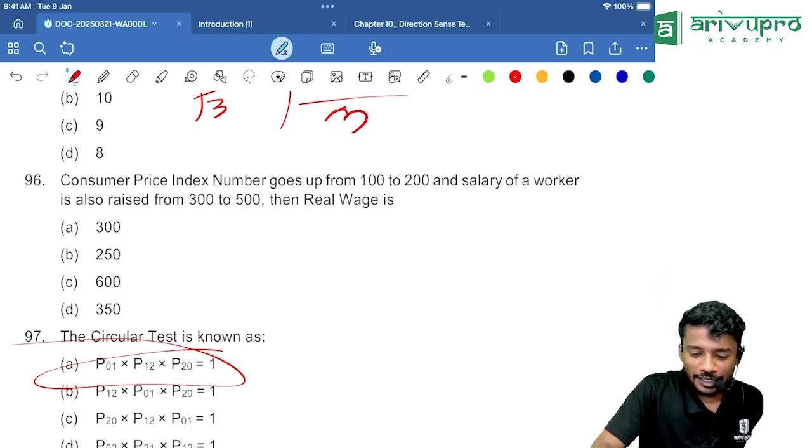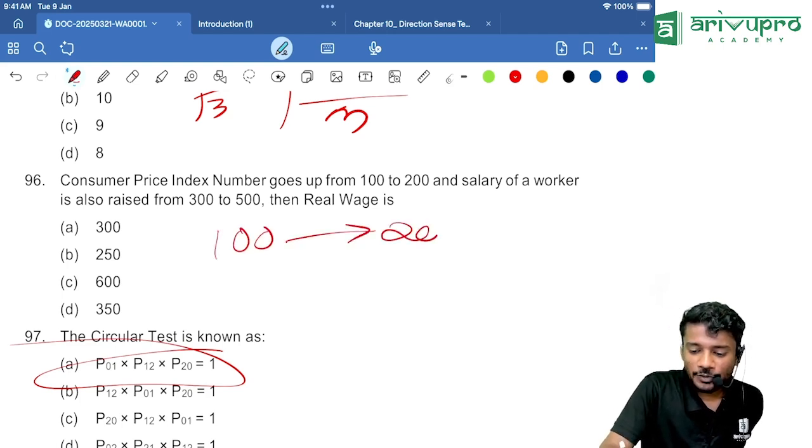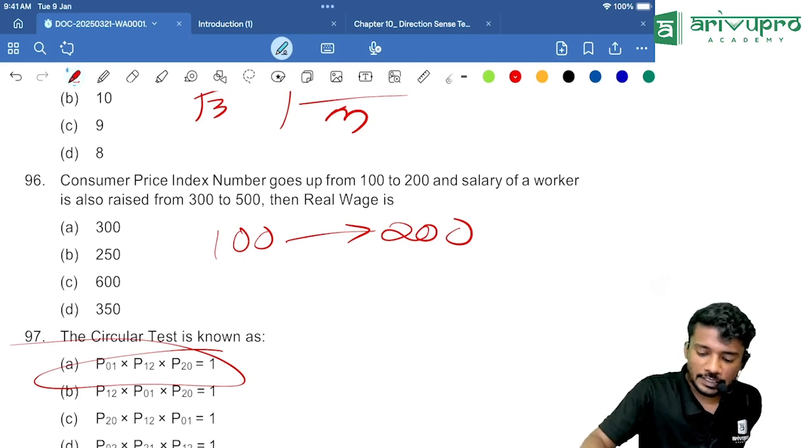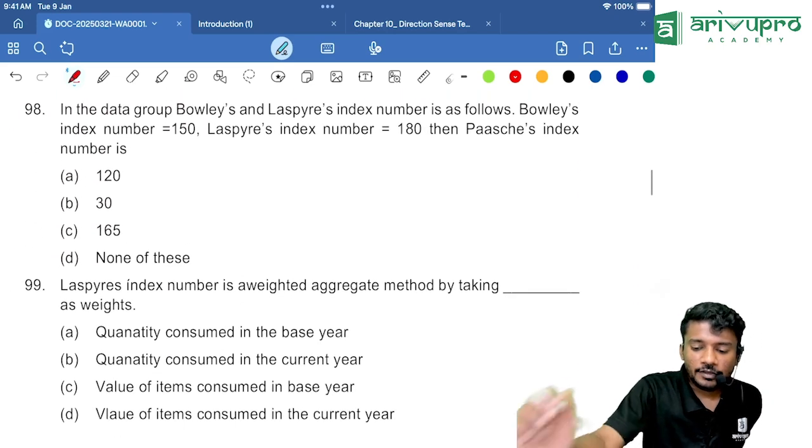correct, 100 is becoming 200. Then, how much increment is happening? 300 is happening. So, what should be the real wage they are asking? How much is it? 600. Fine. Next one. How will you solve this?